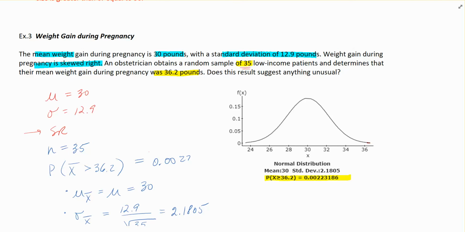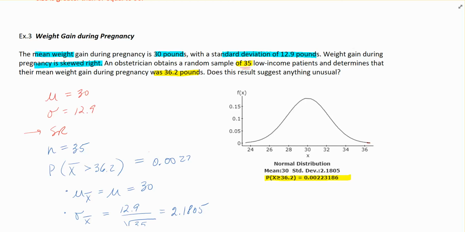So what does that mean? What exactly is this question asking? If we were to interpret this probability, it says that if the population from which the sample is drawn has a mean weight of 30 pounds, then the probability that a random sample of 35 women has a sample mean weight of 36.2 pounds or more is only about 0.002. In other words, only 2 samples out of 1,000 would result in a sample mean of 36.2 pounds or higher if the population mean is 30 pounds.